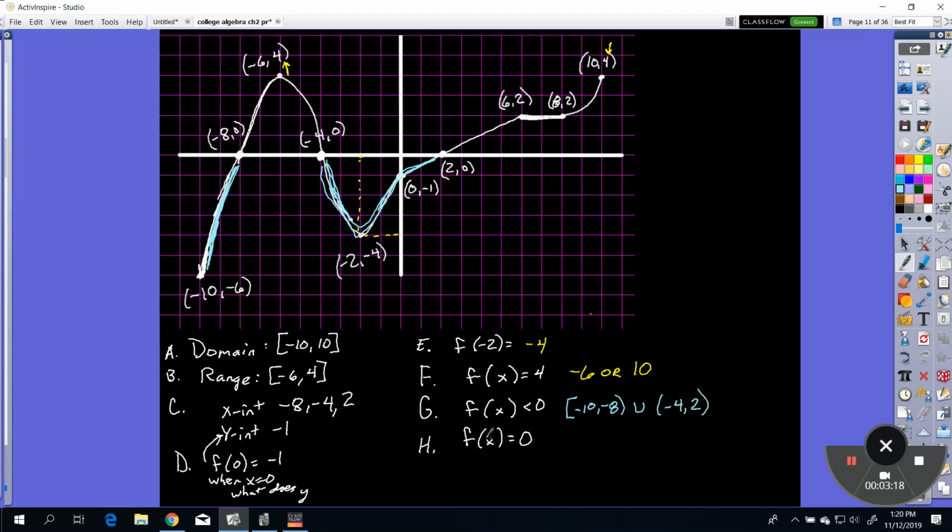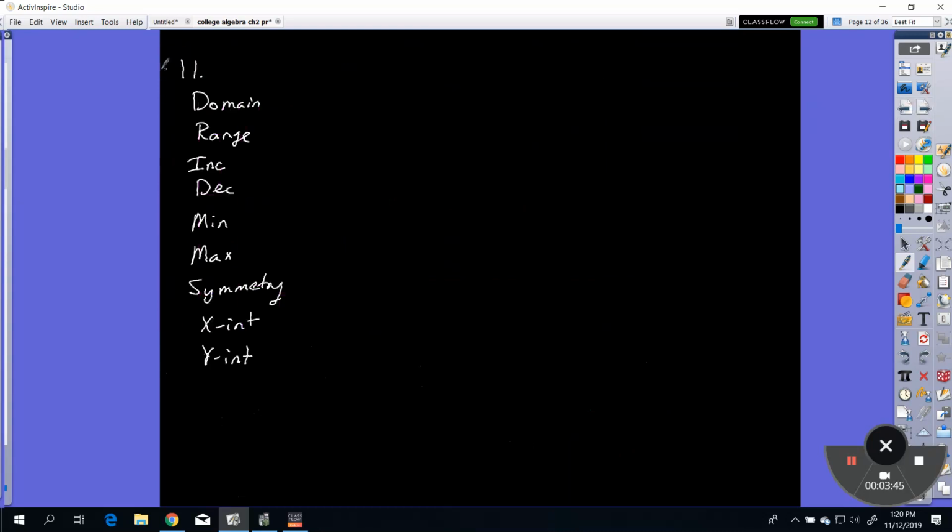Now the last thing it says, for what value of x does y equal 0? Well, those are the x-intercepts. All these x-intercepts have a y value of 0. So again, it's the same thing as our x-intercepts, negative 8, negative 4, and 2. So that's all that those are asking. So once you realize how to read those, it's basically just being able to read the question and find it on the graph. So that was number 9.